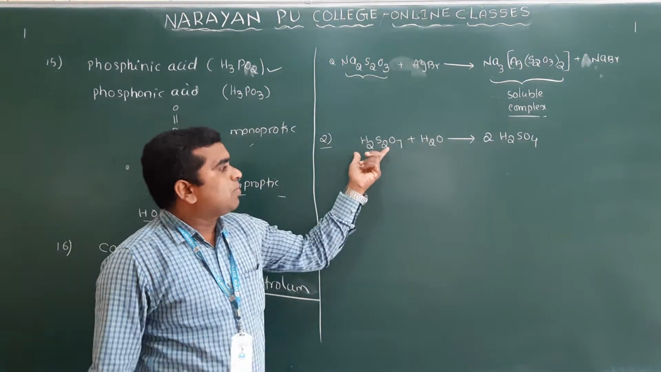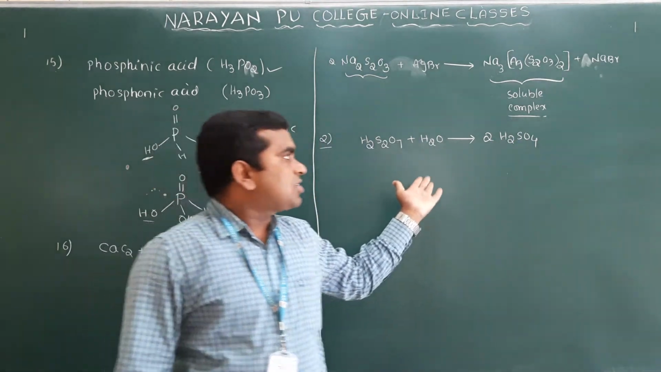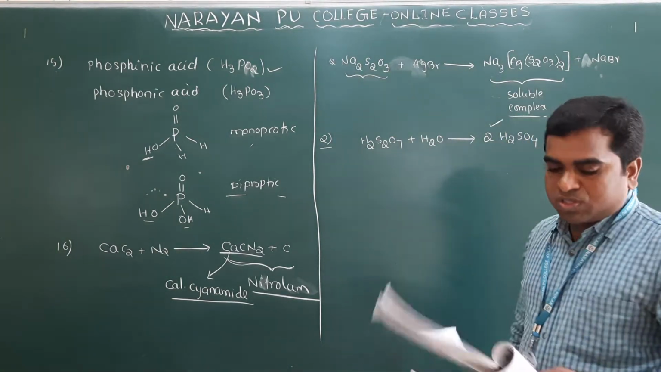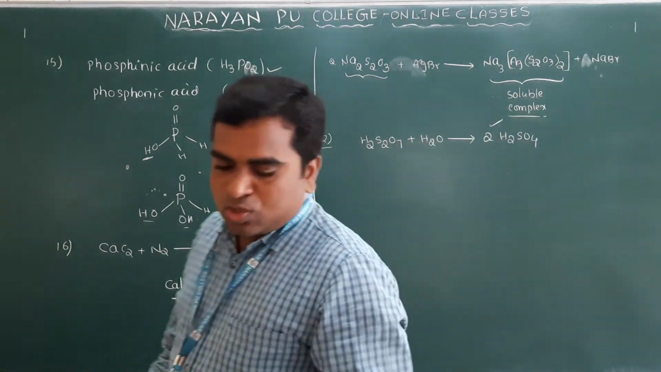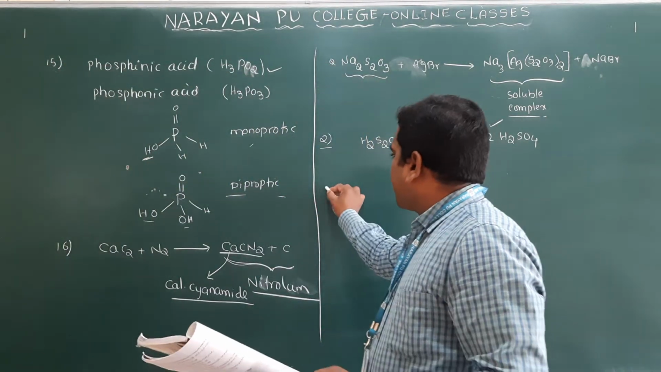So the oleum will dissolve into the water, then we will get the sulfuric acid. It is the last step in the contact process. So what are you getting here? 2 moles of sulfuric acid. So option 1 is the correct one. Clear?